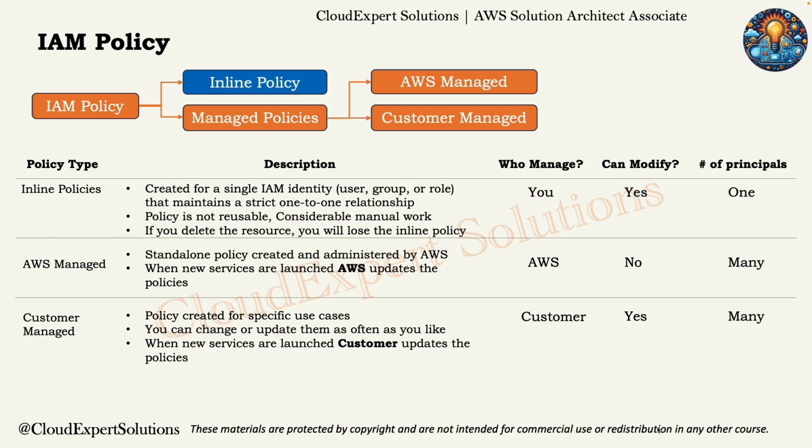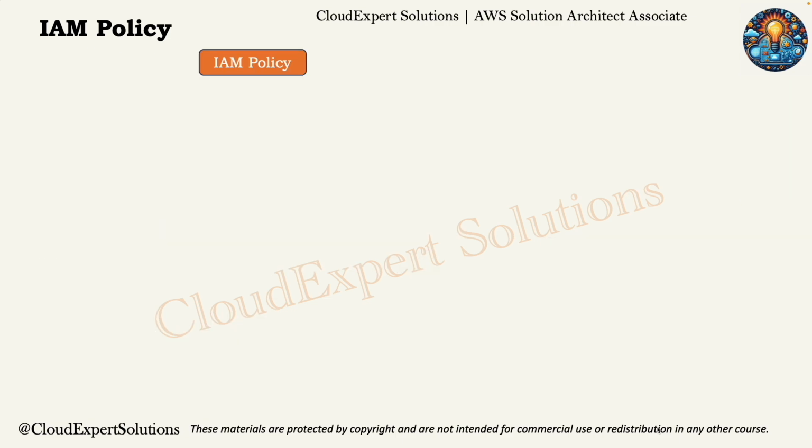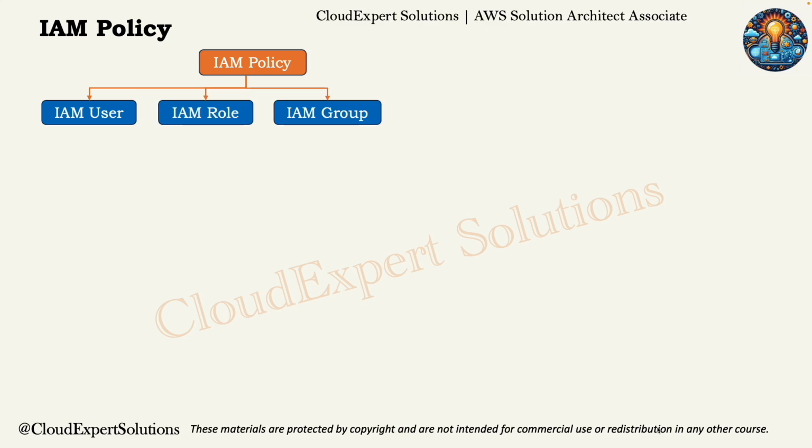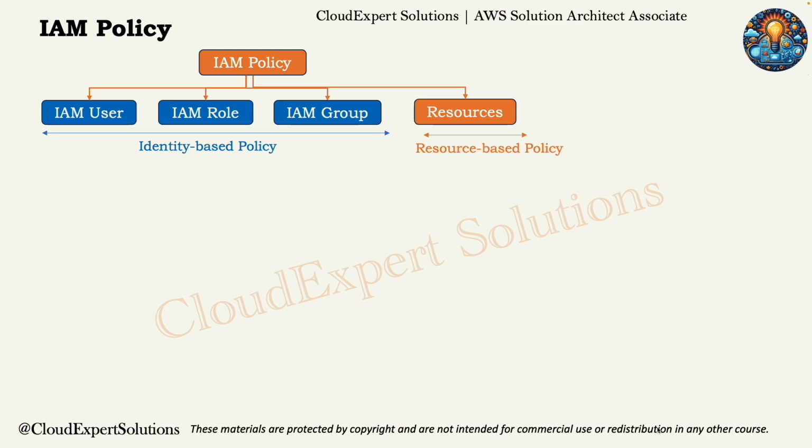This was the IAM policy details in terms of management. Now there is one more aspect of IAM policies in terms of where you can attach them. An IAM policy can be attached to an IAM user, an IAM role, an IAM group, or maybe a resource. If you attach an IAM policy to an IAM user, role, or IAM group, it's called an identity-based policy. When you attach an IAM policy to a resource, it's called a resource-based policy.